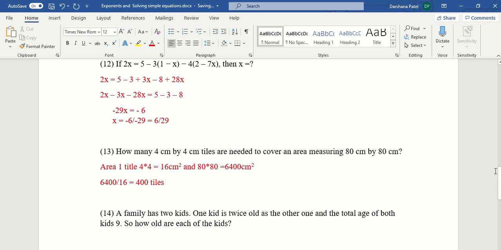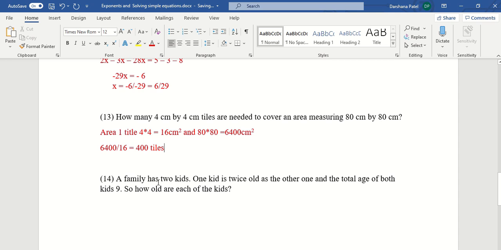Okay. So for the next one here then, a family has 2 kids. One kid is twice as old as the other one, and the total age of both kids is 9. How old are each of the kids? So if one kid is x years old and the other kid is double the age, so twice the age, so the other kid will have 2x age, and the sum of their age is 9. So we can say something like this. Now x plus 2x will be 3x equals 9. Divide both sides by 3, we get x equals 3.